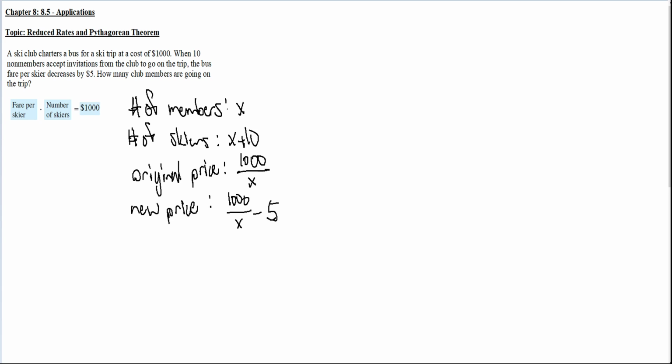What the problem statement says is that a ski club charters a bus for a ski trip at a cost of $1,000. But when 10 non-members accept invitations from the club to go on the trip, the bus fare per skier decreases by $5. And so the problem wants to know how many club members are actually going on the trip.